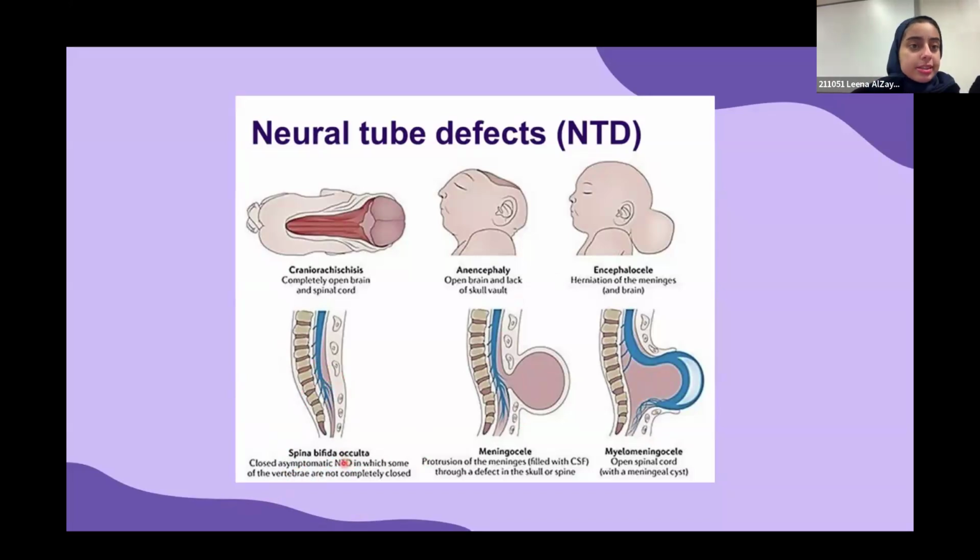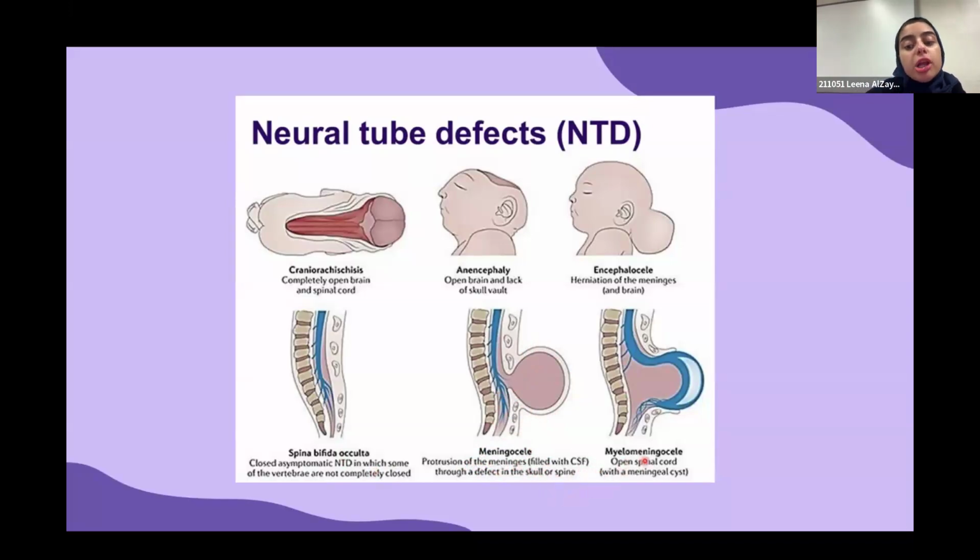So you have this hair in the back indicating that it wasn't completely closed at birth. This is the one that sometimes has no complications, so it's actually like the best case scenario. It's not completely closed. This is spina bifida occulta. Meningocele is when there's a protrusion of the meninges. The meninges are protruding, but there are no nerves inside and no spinal cord inside. It's filled with CSF through the defect in the skull or the spine.